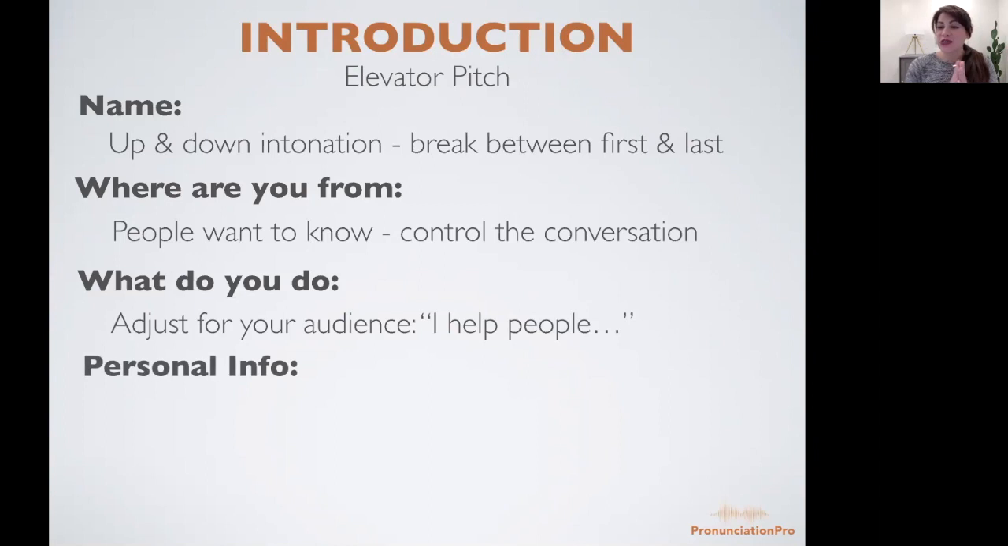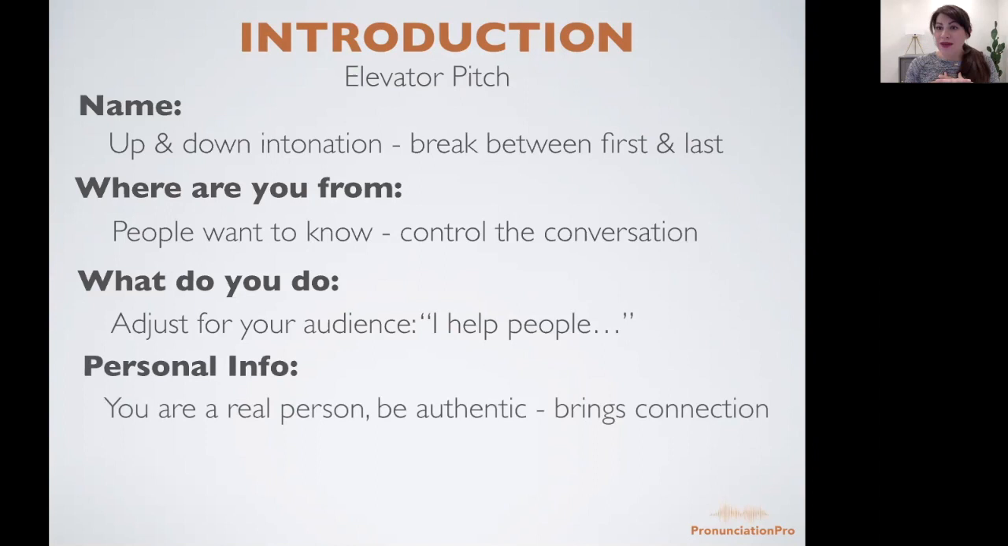Okay, the next one is to give some personal information. We want them to know that you're a real person. We want you to be authentic, because that authenticity brings connection. So for me, I like to talk about that I am married and I have 4, almost 5 children. Being a parent helps me connect with other parents. Being a business owner helps me connect with other business owners. Something personal, something that is unique to me.